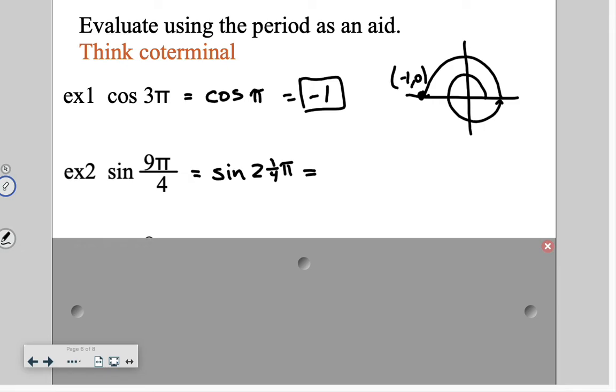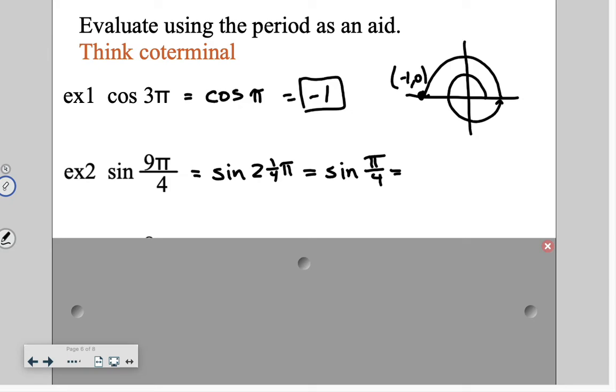Which means, if this is making sense, do I care about the first 2 pi? No, it puts me right back at the same starting point. So this is really the same thing as the sine of pi over 4, or 45 degrees. Because 2 1/4 pi is 2 pi all the way around, plus another fourth, another pi over 4.